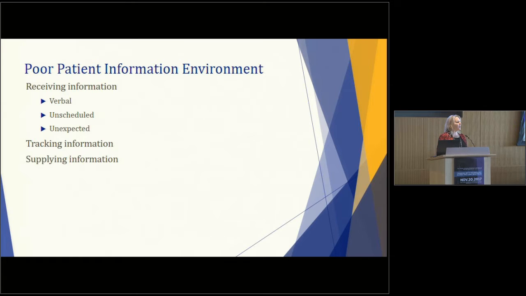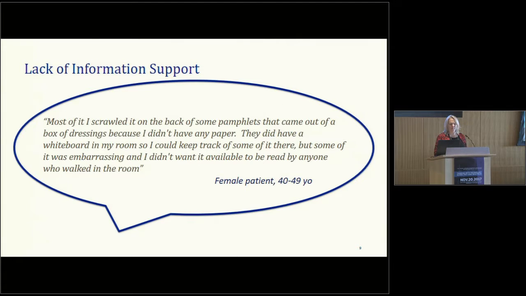They have difficulty tracking information. They even have difficulty providing information because they don't understand what they should and shouldn't be providing. So this leads to what we've seen is a large amount of unsupported patient and caregiver information work. An example of this is a quote from one of our participants. "Most of it I scrawled on the back of some pamphlets that come out of a box of dressings because I didn't have any paper.